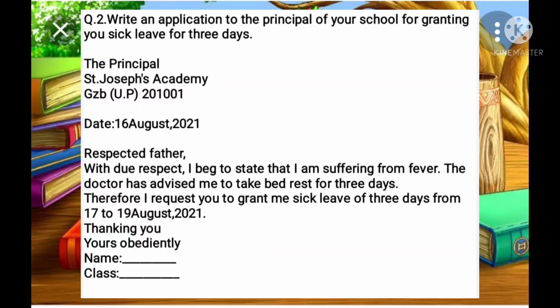Okay children, that's all for today's class. Only 2 letters will be coming in your examinations. So you have to prepare both these letters. Write down these letters in your copies and prepare it well.